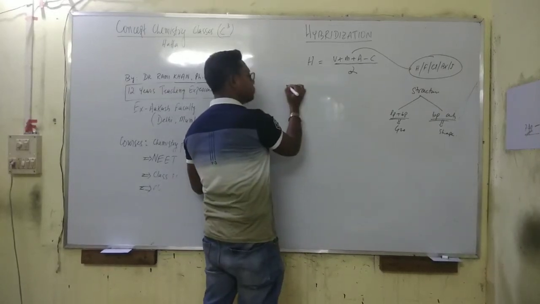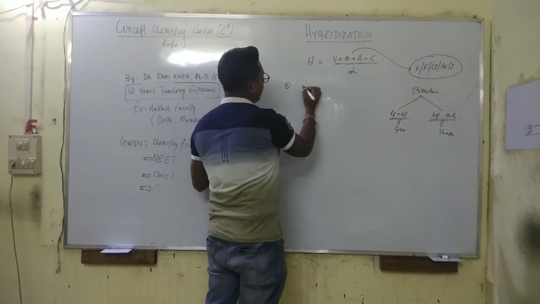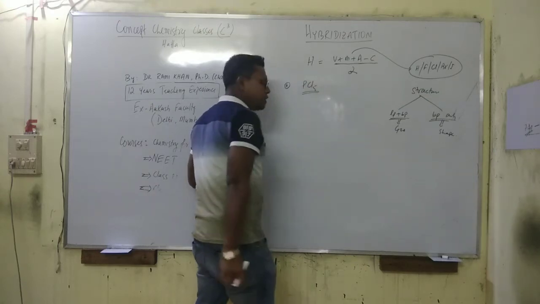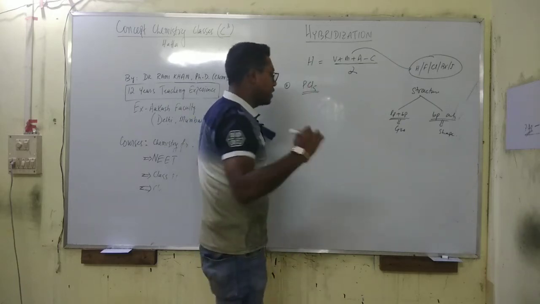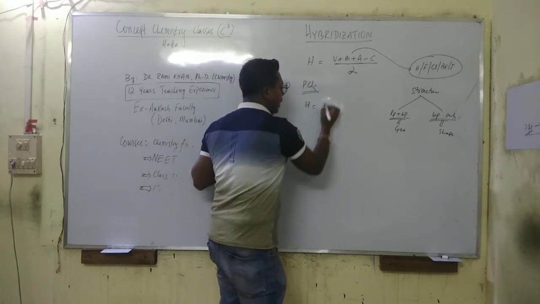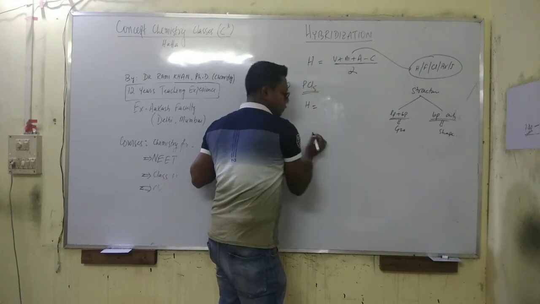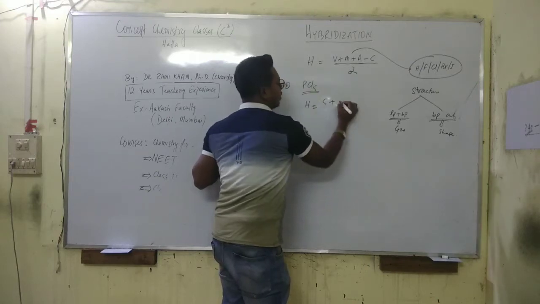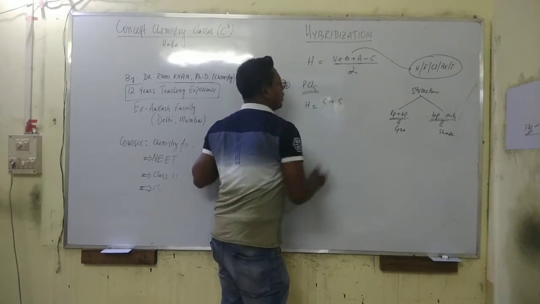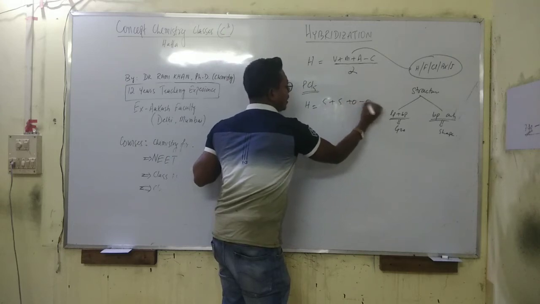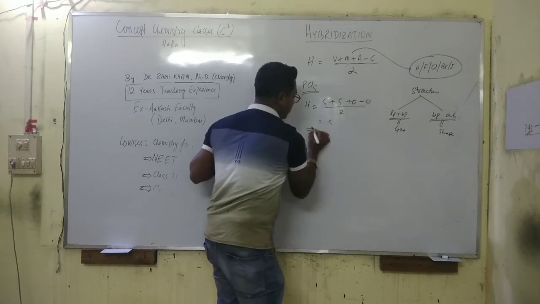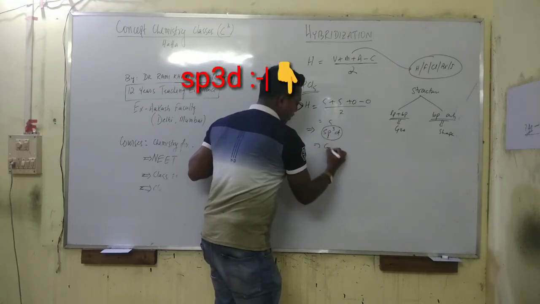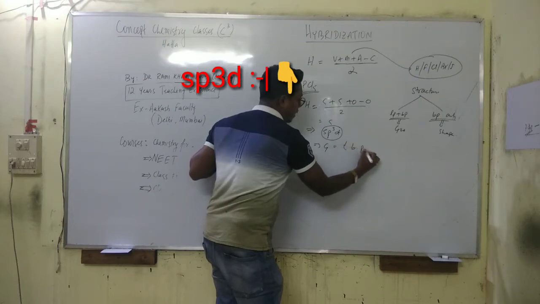Second example is, for example, PCl5. Now in case of PCl5, phosphorus is the central atom. So applying this formula again, V is the valence electron of phosphorus, which is 5, and chlorine is a monovalent atom, therefore 5, and no anionic charge, no cationic charge, divided by 2, which is 5, which implies again hybridization is sp3d. Geometry is trigonal bipyramidal.